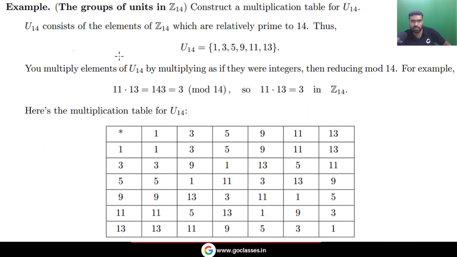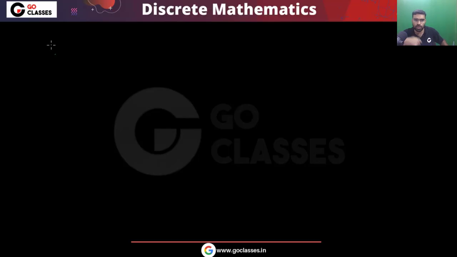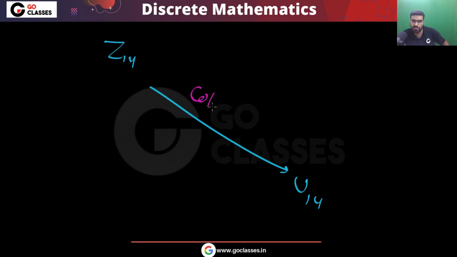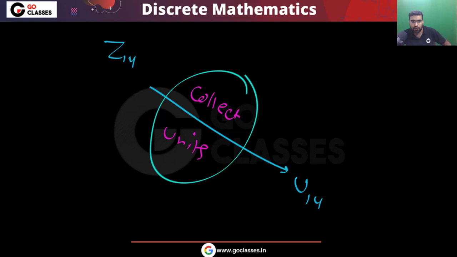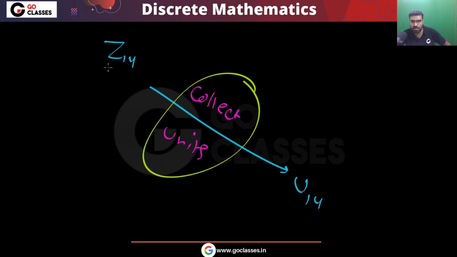And you can see, what is this U14? This is nothing but the group of units in Z14. How do you get this U14? We get U14 from Z14 and we collect the units. From Z14 we collect the units, then we get U14. So I can say U14 is basically the group of units in Z14.